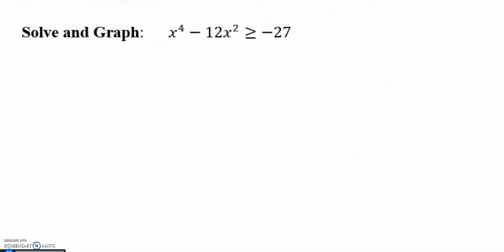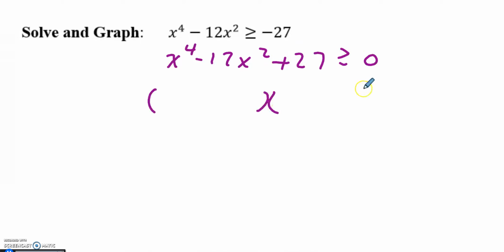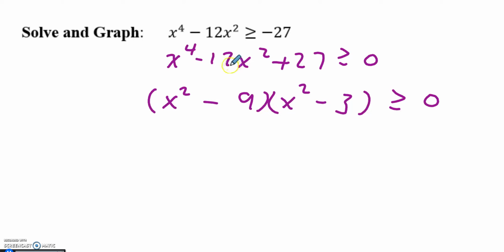Last example here, we have x to the 4th, a higher degree polynomial. Let's see if we can solve it in a similar way that we have been doing. If I move the 27 over, I'd be greater than or equal to 0. Let's see if I can factor this. X squared times x squared is x to the 4th. 9 times 3 is 27. And -9 and -3 would be a -12. So this did factor. Awesome.